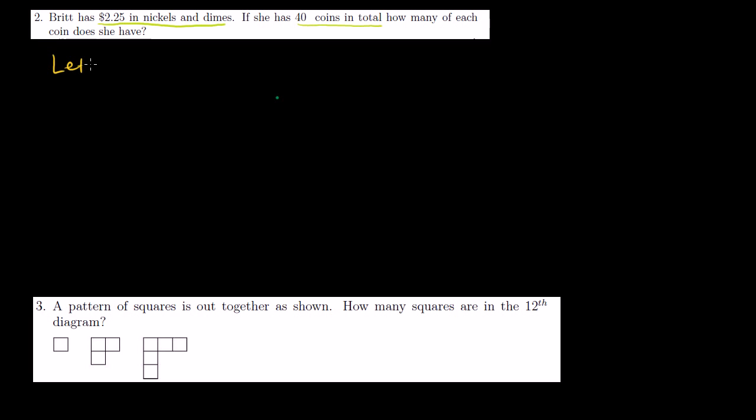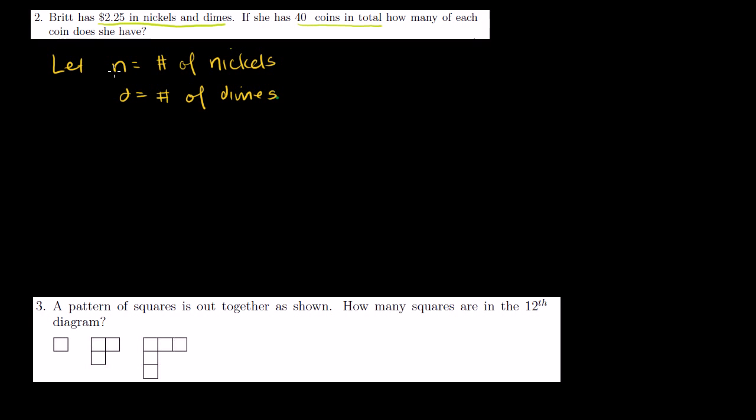Let's let n equal the number of nickels she has. And let d equal the number of dimes she has. So let's see. The first thing we know is that she has $2.25 in nickels and dimes. So how much money does she have?